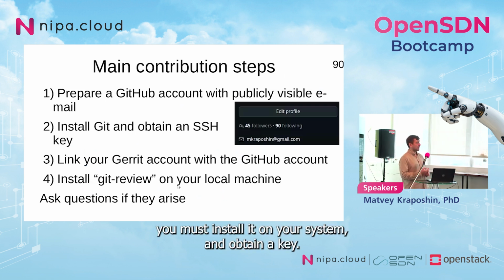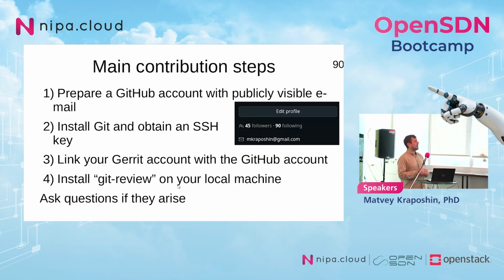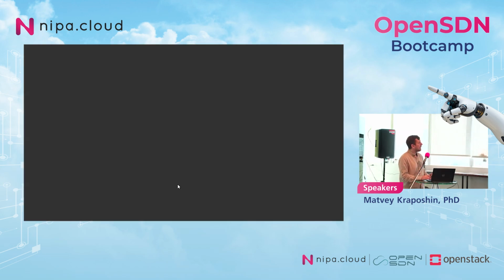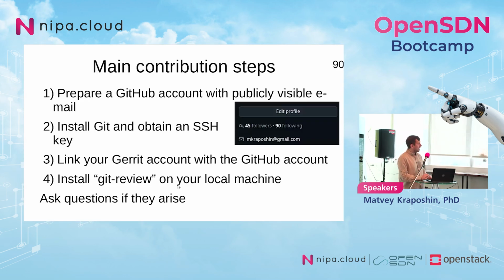Then you must install Git on your system and obtain an SSH key. And then you can link your Gerrit account with your GitHub account and install git-review on your local machine. And probably this is all.